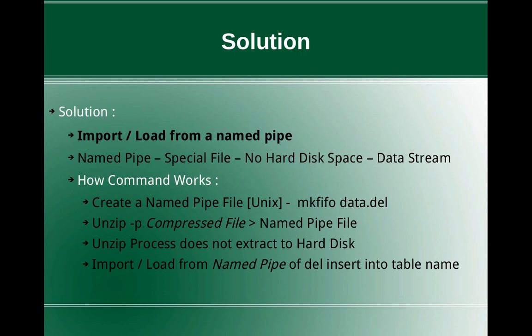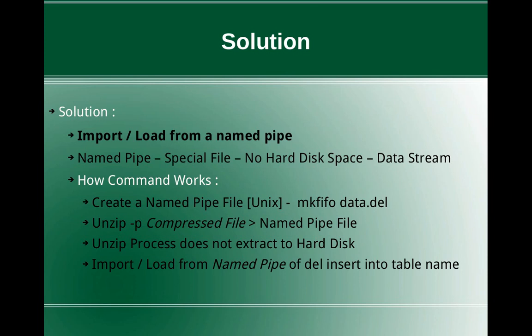So instead of creating a file on the hard disk, the unzip command will send the uncompressed output to this named pipe file. It will redirect the output to the named pipe file, and the load utility will simultaneously read from the named pipe file. So that's how this command works.